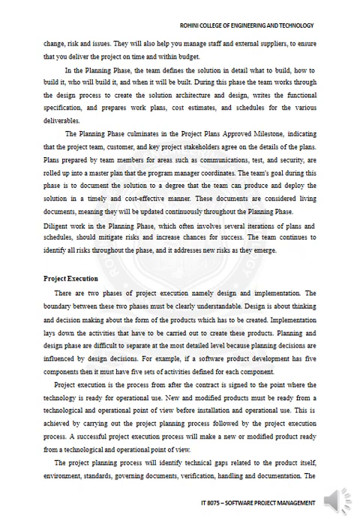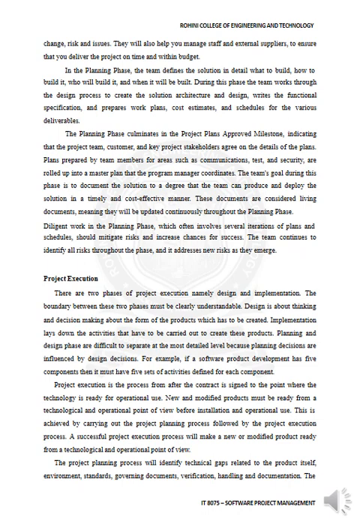In the planning phase, the team defines a solution in detail: what to build, how to build, who will build, and when to build. During the phase, the team goes through the design process to create the solution architecture and design. It writes the functional specification and prepares the work plan, cost estimate and the schedules for the deliverables. Project execution. The boundary between the two phases must be clearly understandable. Design is about thinking and decision making about the form of the products which have to be created. Implementation lays down the activities that have to be carried out.